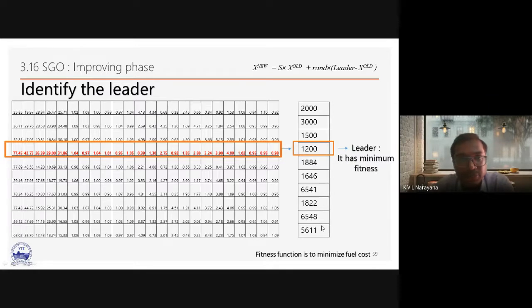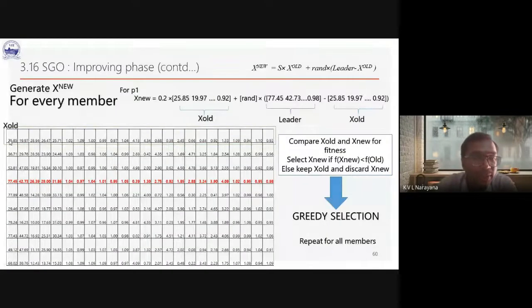The next step involved here is we have to update the values of these decision variables by using this equation: x new equals s into x old plus random into (leader minus x old). X old means the previous one. These are all the x old values. S is the only tuning parameter present in the social group optimization, called the self-introspection parameter. This is called a tuning parameter, like the cognitive and social parameters and inertial weight parameter in the PSO. In the social group optimization, there is one parameter, the self-introspection parameter.